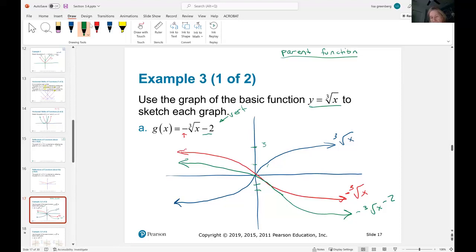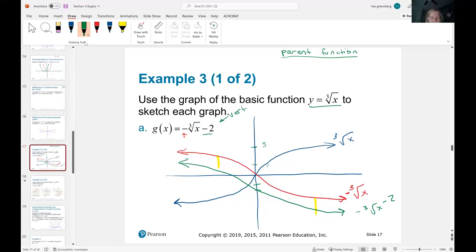So the distance between these two graphs, even though it's changing here, is 2, because I've shifted everything down 2. Oh, I know what I did wrong. I made it go through the origin. Okay, I can fix it. Let me fix it. I knew it looked wrong. So it's going to go down to here and like that. Now that's what it's supposed to look like. So it has the same shape, it's just shifting down.